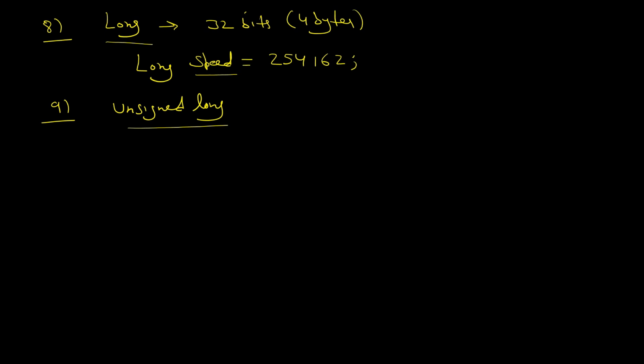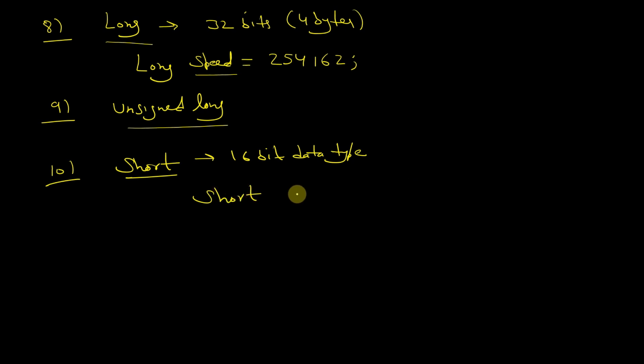Now next is a short. The 10th one is this short, which is a 16-bit data type. You can just write here short, and the name of that is, let us say, speed 1. You can have any name here. Okay, is equal to 15. So that will initiate a short with the name speed 1 having the value 15.